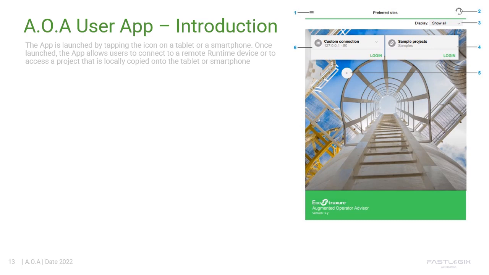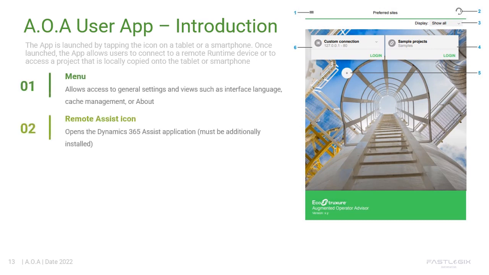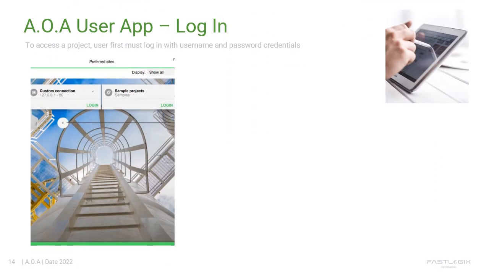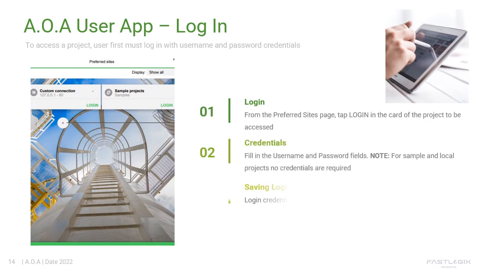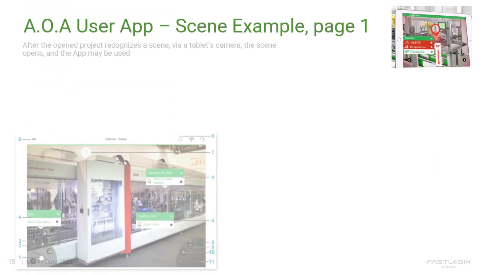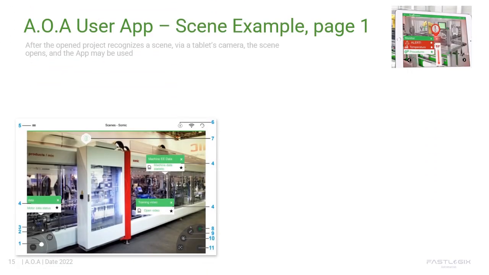The main application requires a login in order to access the live project itself and offers a few other options as well. After providing the correct credentials, defined under the A.O.A. Manager, the main project is connected and opens up. Once the user app is connected to, it is ready to be used.